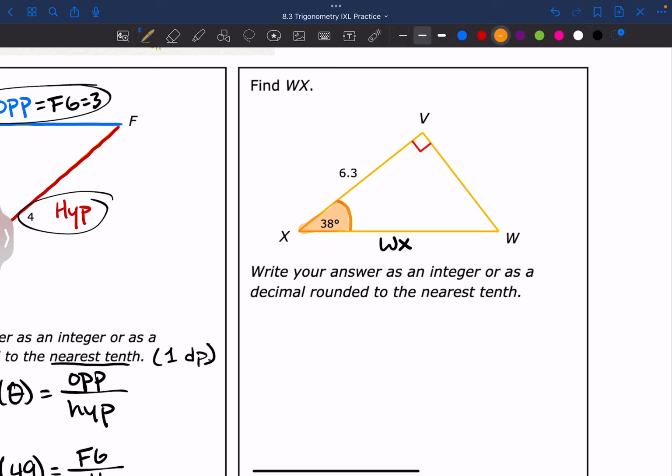So let's label my hypotenuse first. Look for the 90 degrees, boom. Side opposite, boom. So my WX is my hypotenuse. The side that's opposite to the 38 is WV. So it's this length, or this side right here. This is my opposite side. And the adjacent side is the one left over next to the angle that I'm referring to. This is the adjacent side.